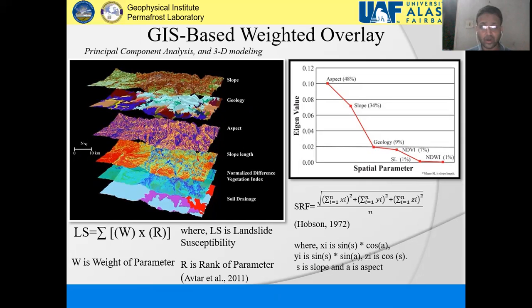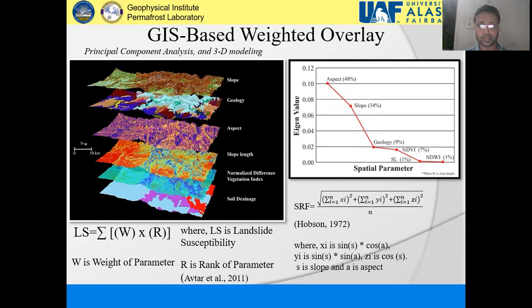variables or principal components. After calculating the eigenvalues from the PCA method, the relative influence on slope failure from aspect, slope, and geology was 48%, 34%, and 9% respectively, as displayed on the chart to the right.